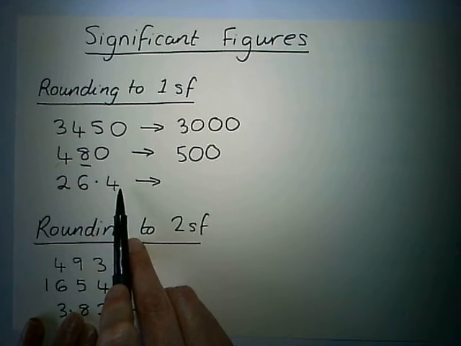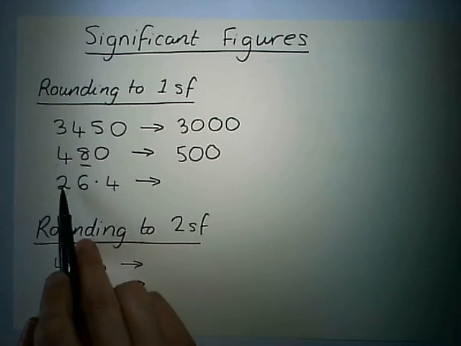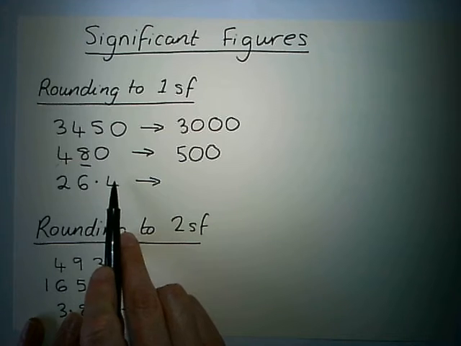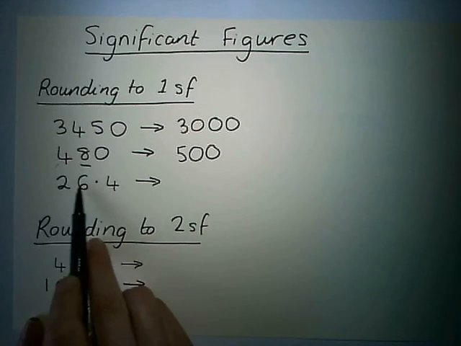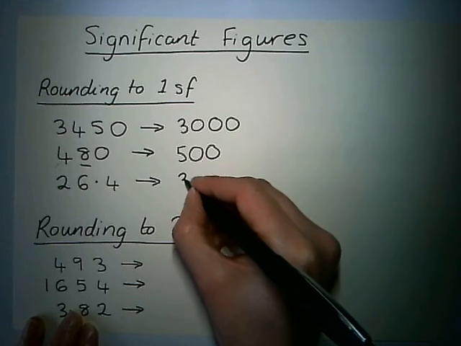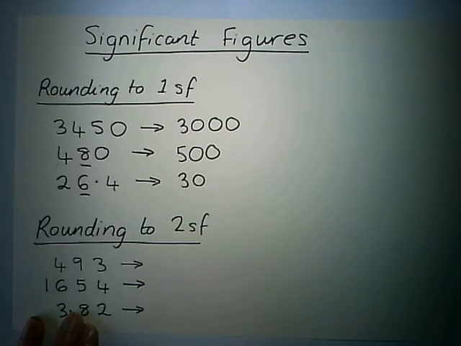26.4 to one significant figure. There's no need to put decimals in if it's 0.0. You don't need to add in extra zeros after a decimal point. So the answer is just going to be 20 or 30. It's going to be 30 because the 6 is large, so it makes you round up the 2. So 26.4 to one significant figure would be 30.